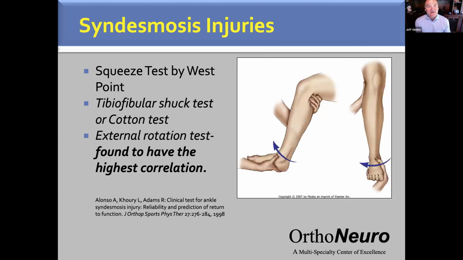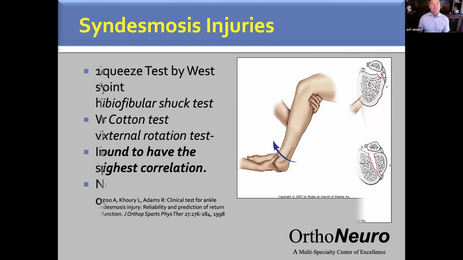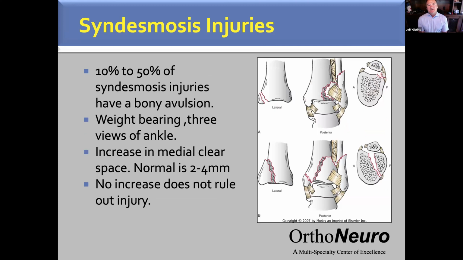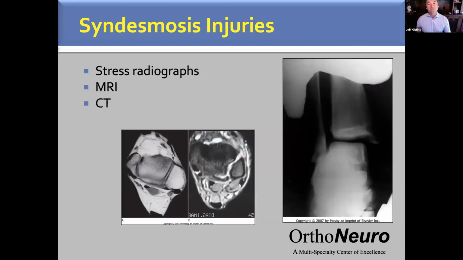Here's the cartoon depicting the external rotation test. And once again, they would have pain when doing this. 10 to 50% of syndesmotic injuries have a bony avulsion. They can have a weight bearing, or x-rays can be able to delineate this type of injury. And you have to be very suspicious of it because sometimes these fractures can hide behind the bones themselves. Sometimes we can do stress radiographs to determine whether or not the syndesmosis wants to open up, and that's usually combined with a ligamentous damage to the ankle proper.